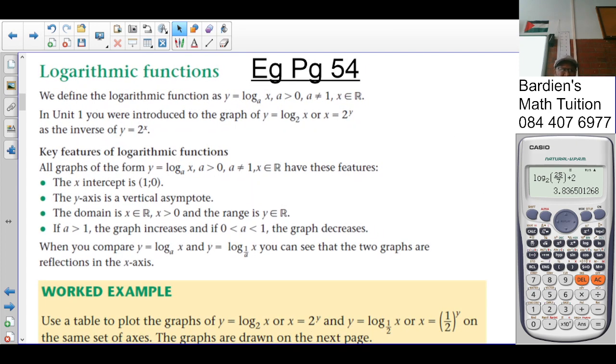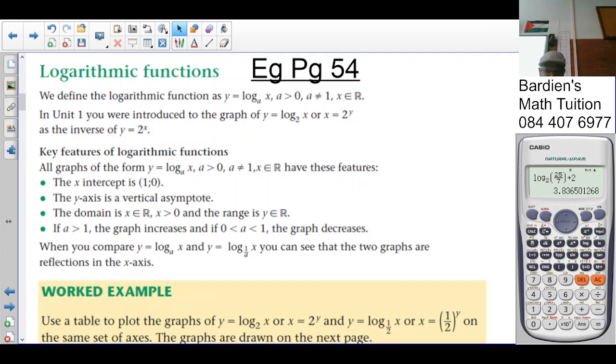So log functions. We define the log function as y equals log x base a. Now that we know already, okay. Where a is greater than 0, and a is not equal to 1, and x is an element of real numbers. No, x can't be an element of real numbers. X has to be positive. Not so? X has to be positive. So that's a mistake there.